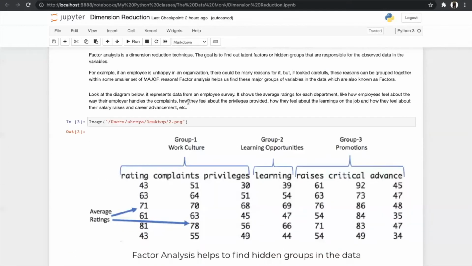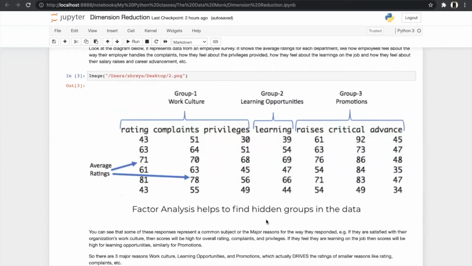It represents data from an employee survey. It shows the average rating for each department, like how employees feel about the way their employer handles complaints, how they feel about the privileges provided, about learning on the job, and about salary and career advancement. As you can see, we have seven columns: rating, complaint, privileges, learning, raises, critical, and advance.